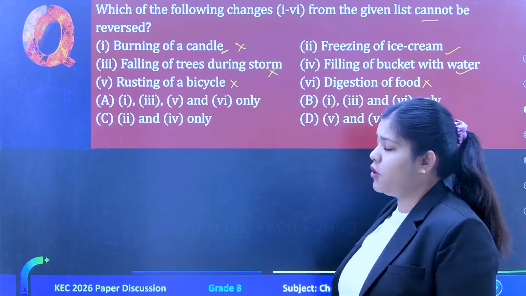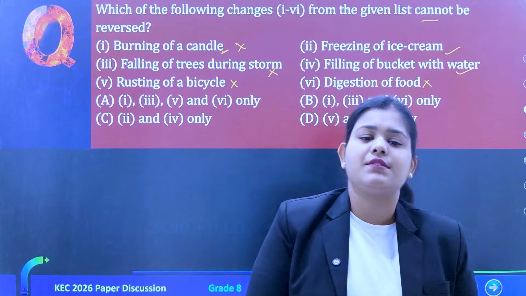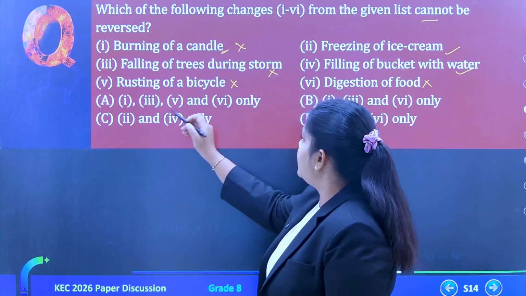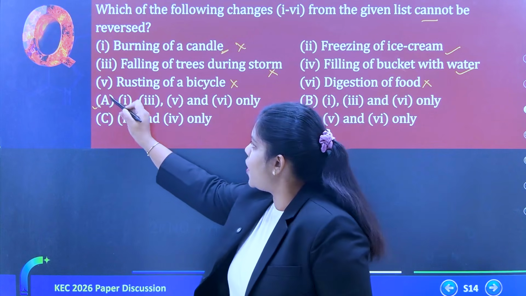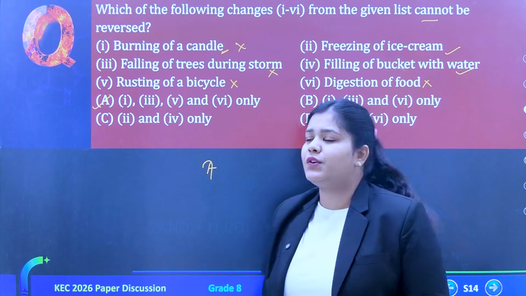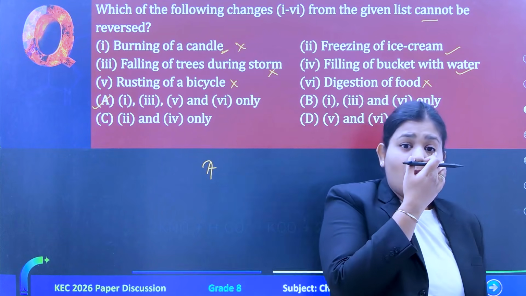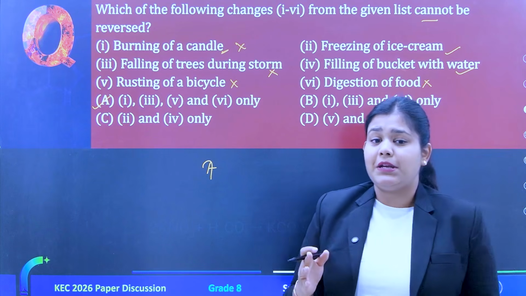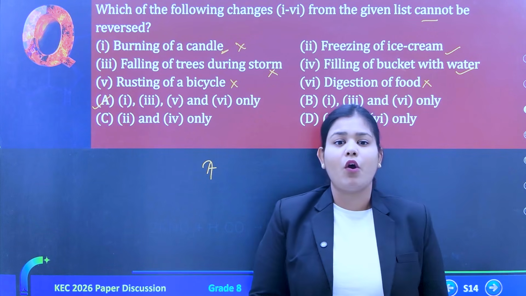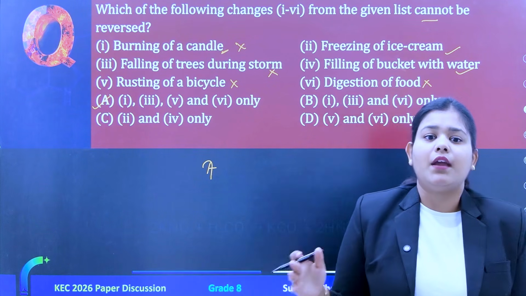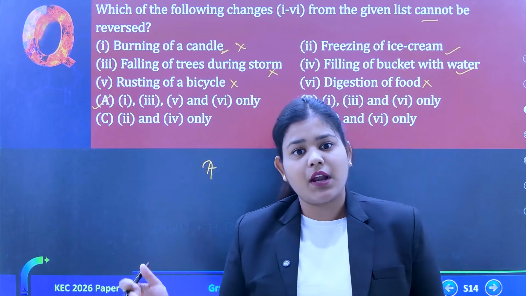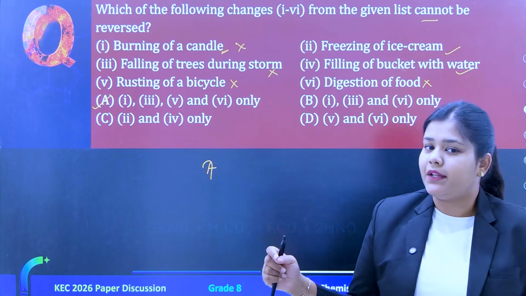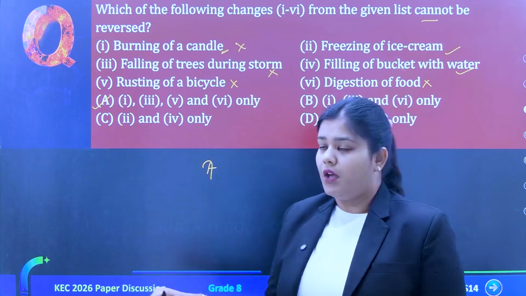Digestion of food again cannot be reversed. Once the food has been digested, you cannot take it back. Right? So 1, 3, 5, 6 is your answer. So option A is the correct answer. I don't think anyone is getting any problem while solving the question paper because 90%, no, not 90%, 99% of things were already discussed in the class, and that 1% that is your part, you can easily predict by eliminating the options, right?